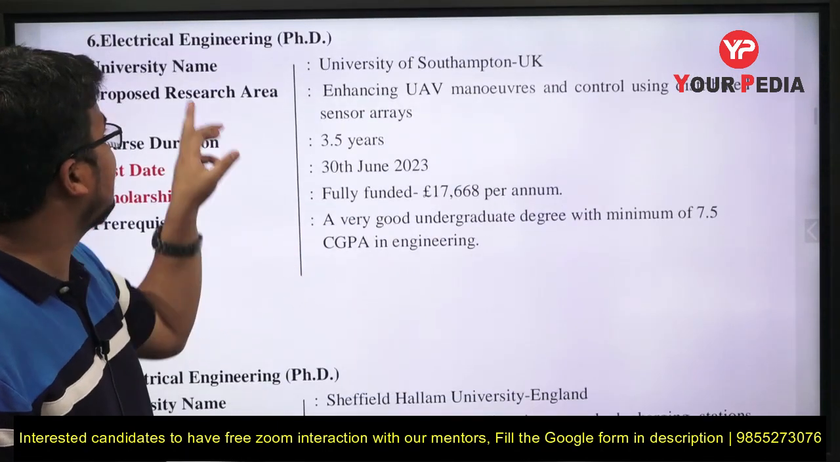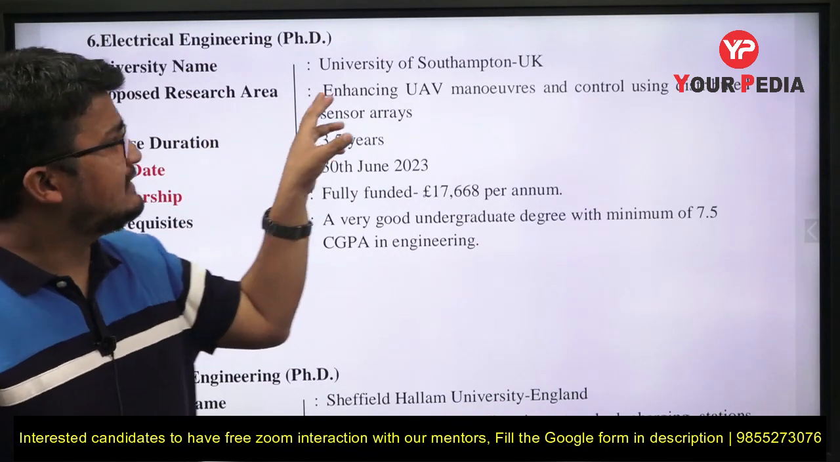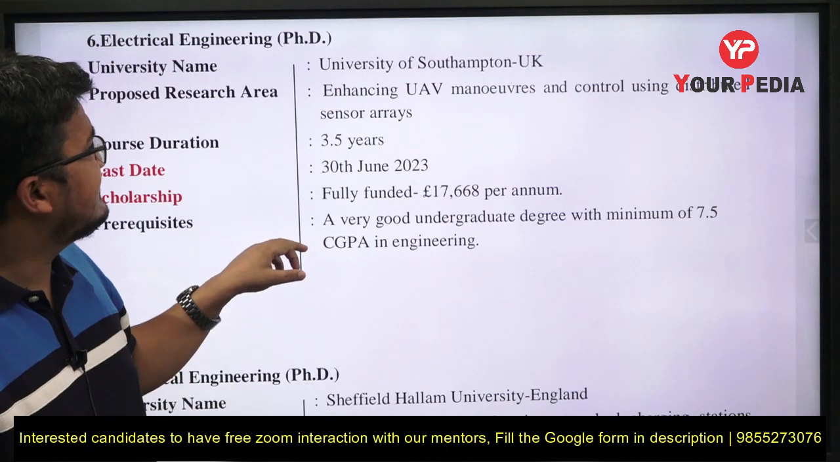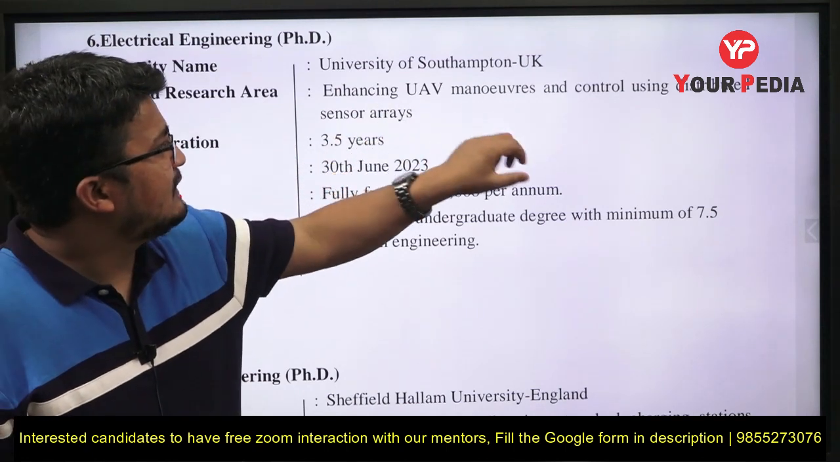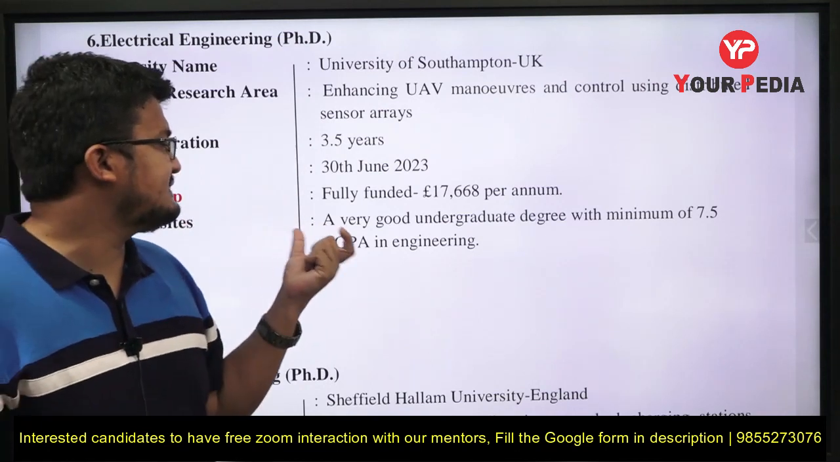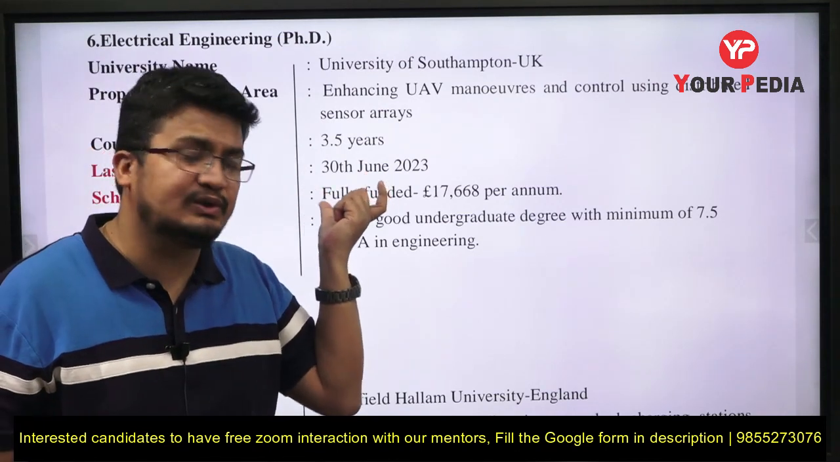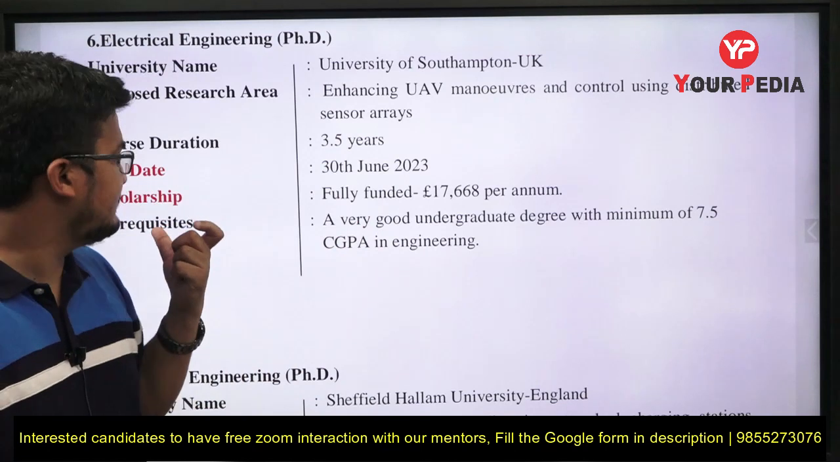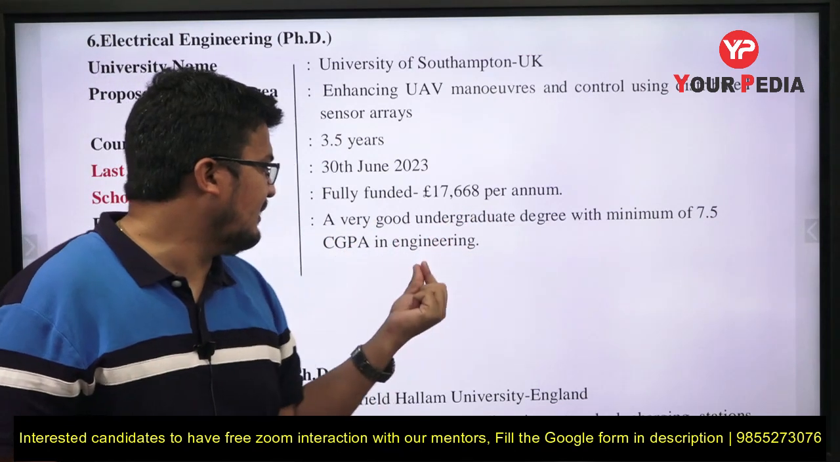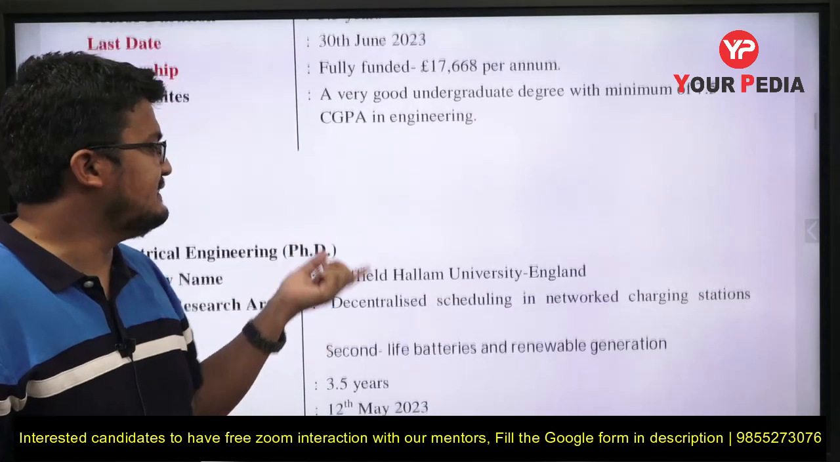Next position is electrical engineering PhD, and it's with the University of Southampton, UK. Basically the proposed research area is enhancing UAV navigation and control using distributed sensor arrays. Duration is 3.5 years, guys, the last deadline is 30th June 2023, and it's a fully funded position. Prerequisites are a very good undergraduate degree with a minimum of 7.5 CGPA in engineering.